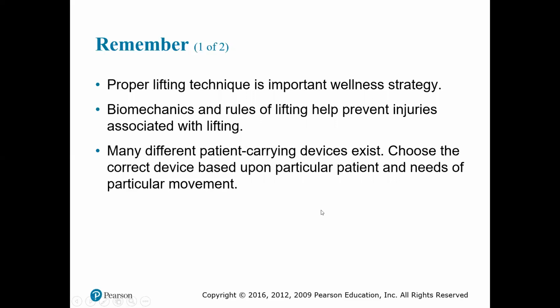Biomechanics and rules of lifting may help prevent injuries associated with lifting. Okay, so we want to use the right biomechanics, we call it. Feet shoulder width apart, don't lift with your back, that kind of stuff.